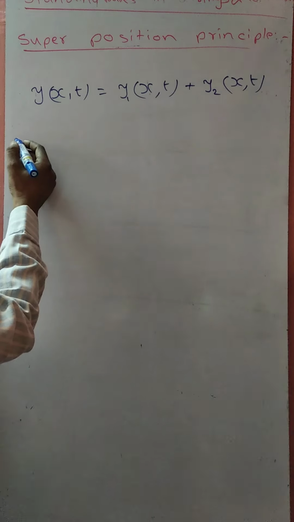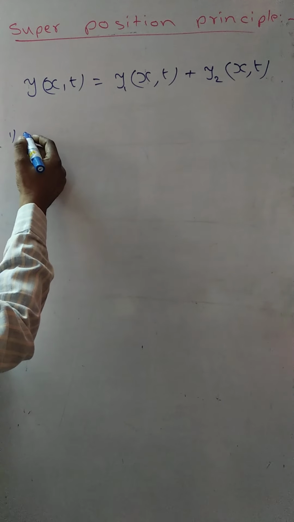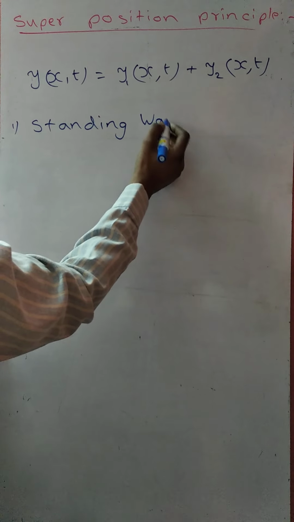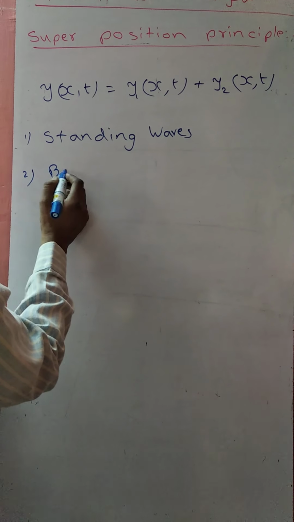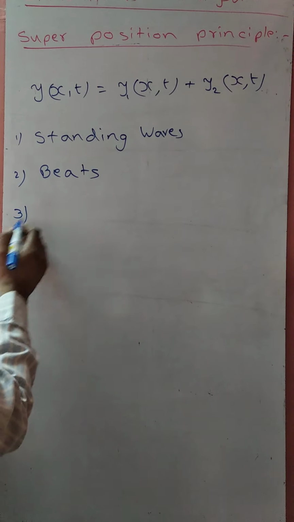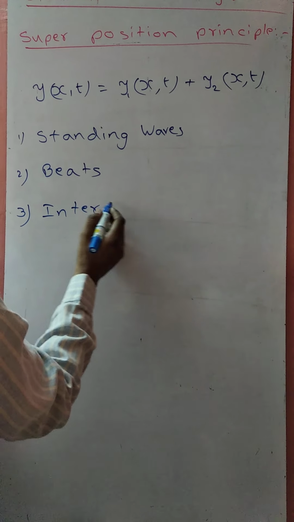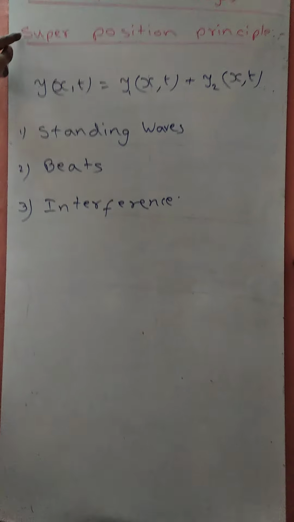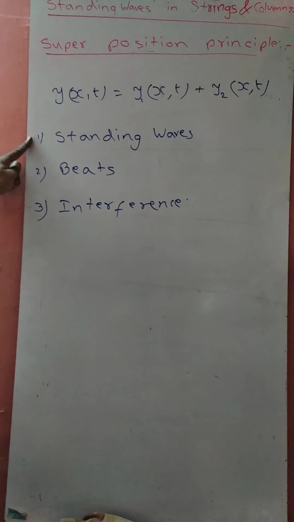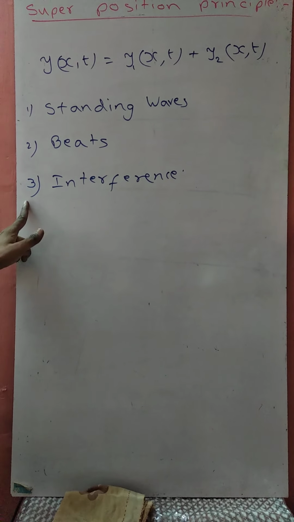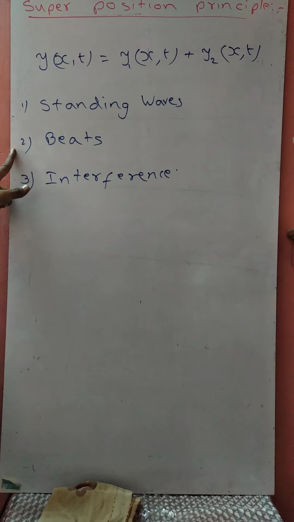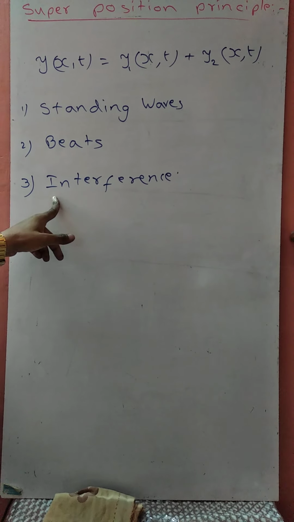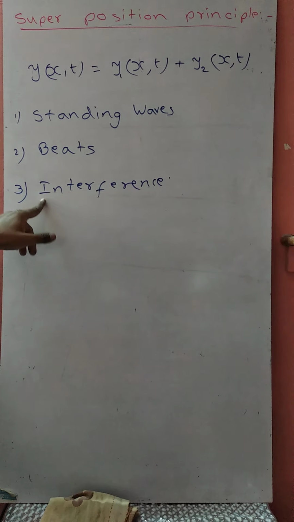Based on this superposition principle, there are three phenomena possible: one is standing waves, second one is beats, third one is interference. Standing waves and beats we are going to study in class 11, and interference, which is concerned with light waves, we are going to study next year, that is in class 12.